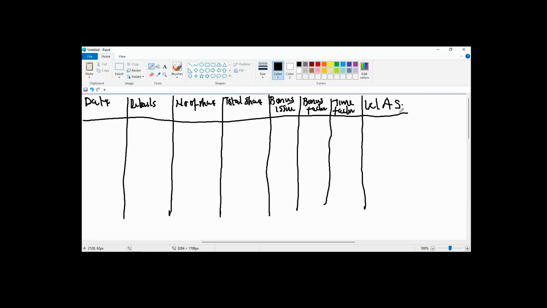I'll go to the question now. Question says, on 1st January 20x1, details, opening balance, number of shares 5 million. Total will be 5 million.